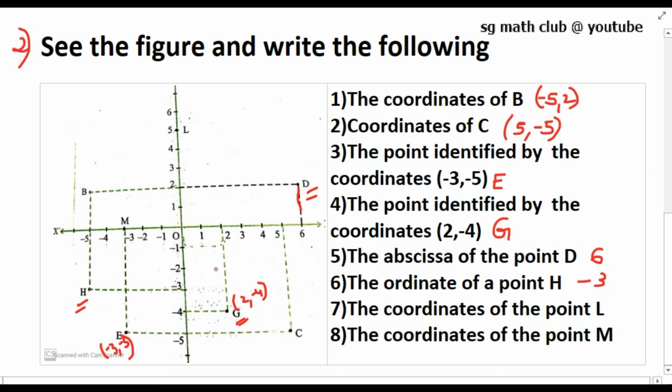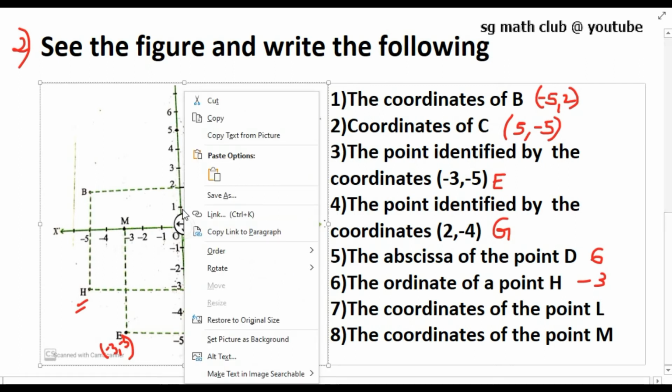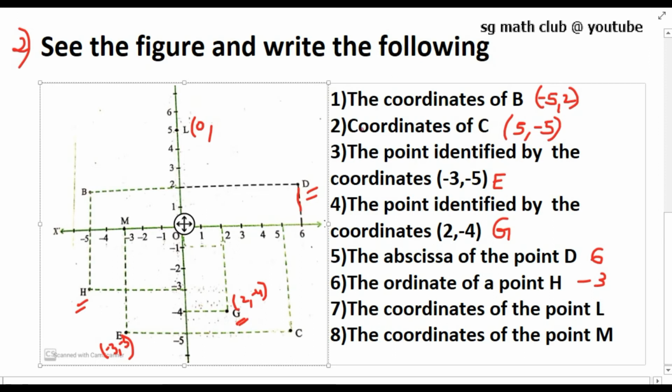Next one, the coordinate of the point L. Where is L now? We have to identify L. So L is here, on the y-axis. How will you name this? The coordinate of the point L: the x coordinate is 0, because first you have to identify the x coordinate. Then you have to identify the y coordinate. So it is (0, 5). L is nothing but (0, 5). Next, the coordinate of the point M. So M is here. The x coordinate is -3, and since it is lying on the x-axis, the y coordinate will be 0. So it is (-3, 0).